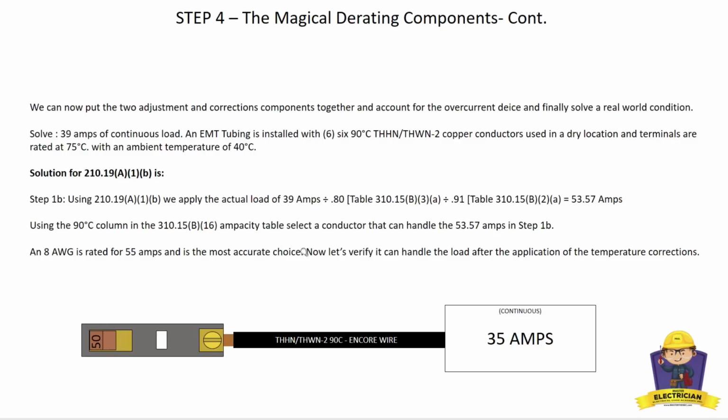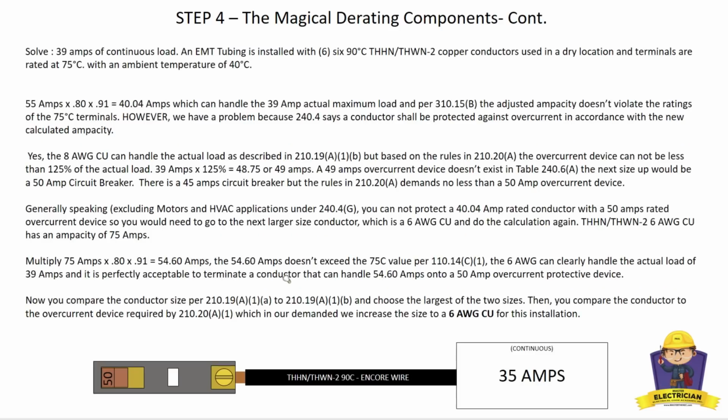All right. But we haven't applied the adjustment and correction factors now. We only started from the 8. So if we take that 55 amps times 0.80 times 0.91, because we were in the 8 gauge, we result in a 40.04 amp rated conductor. Now, can that 40.04 amps handle the 49 amps of actual maximum load? The answer is absolutely 100% yes. Does it violate the ratings of the 75-degree terminals?